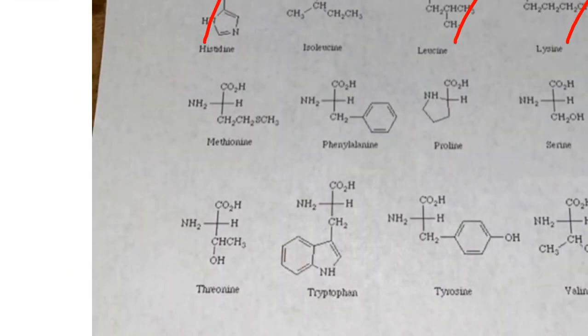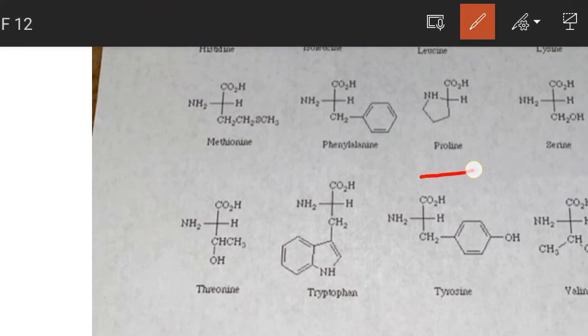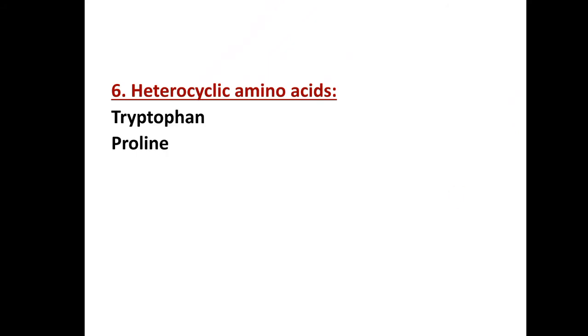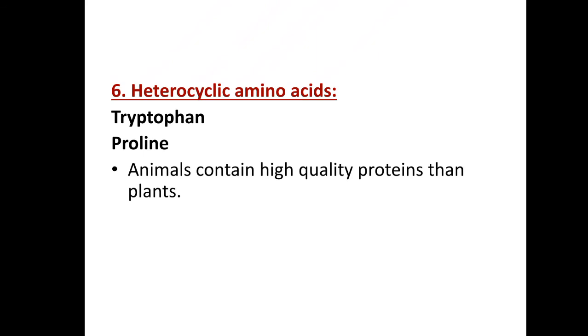And phenylalanine, proline. Proline is a heterocyclic amino acid. And tryptophan. Next we will discuss this, the 6th type of amino acid, heterocyclic amino acids. A heterocyclic group is present. Tryptophan and proline are heterocyclic amino acids. And I already told you tyrosine is an aromatic amino acid. And valine, threonine, methionine. Methionine is a sulfur containing amino acid. Phenylalanine contains an aromatic group. So these are 20 essential amino acids which are very very important. And so these are the 6 types of amino acids.